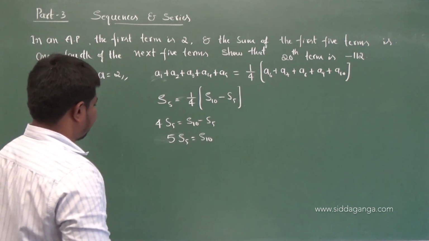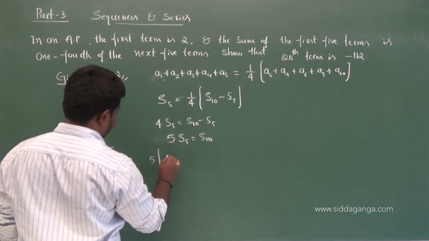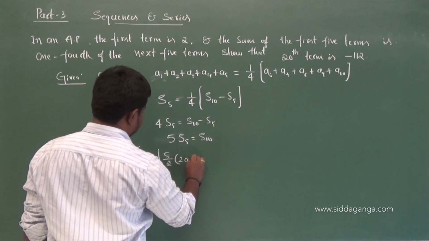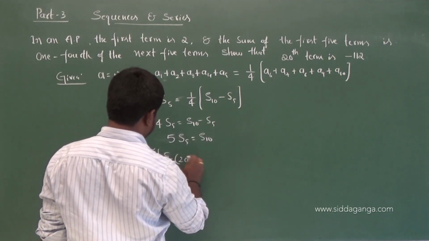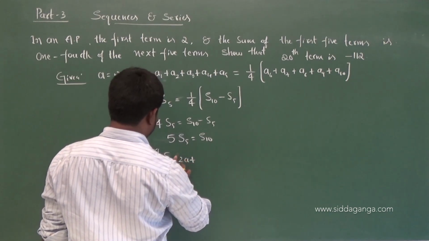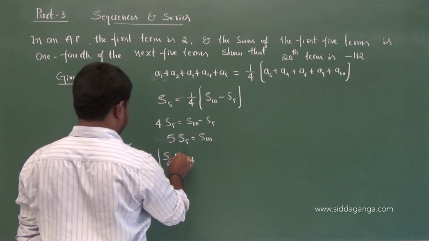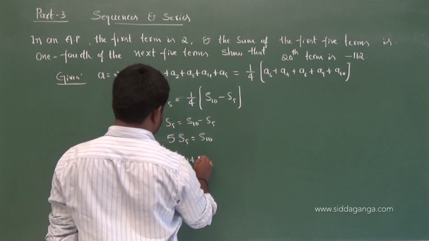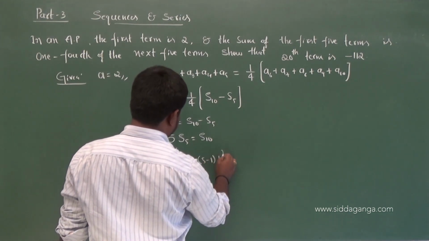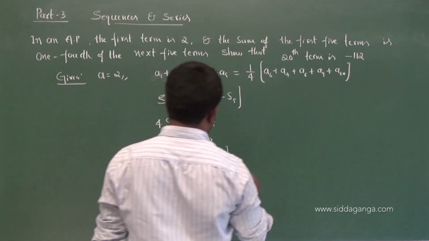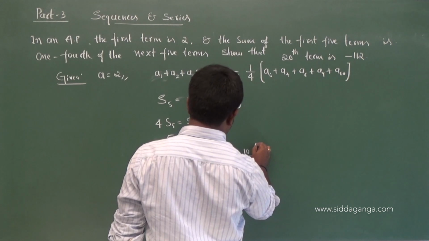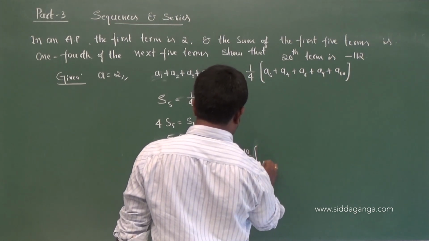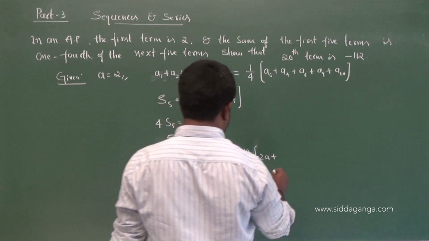Okay. Now, 5 times S5. S5 is what? Sum of first 5 terms, that is n by 2, here 5 by 2 into 2a plus n minus 1 into d, right. Then S10 is equal to n by 2 into 2a plus n minus 1 into d, with n equal to 10.